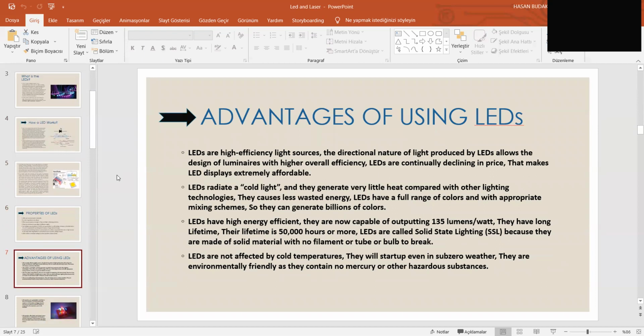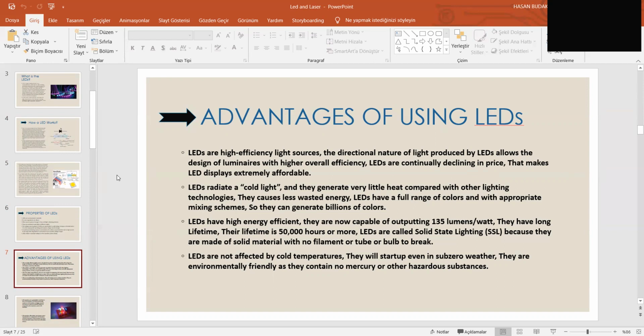Advantages of using LEDs. LEDs are a high efficiency light source. The directional nature of light produced by LEDs allows the design of luminaires with higher overall efficiency. LEDs are continually declining in price, which makes LED displays extremely affordable. LEDs radiate a cold light, and they generate very little heat compared with other lighting technologies. They cause less wasted energy.